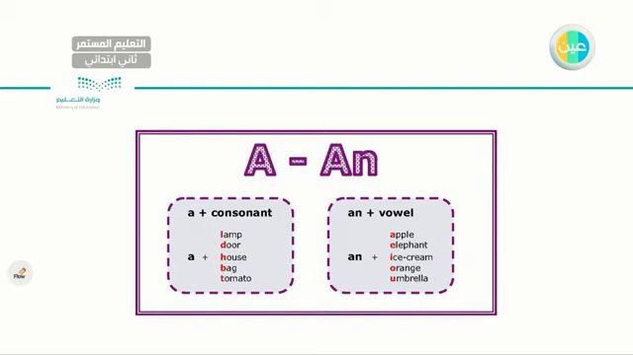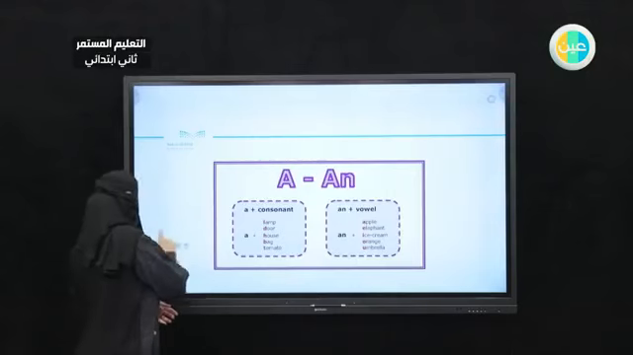But if we move to the next side, I have an plus a vowel. What are the English vowels? I have an apple, an elephant, an ice cream, an orange, and an umbrella. All the red letters are vowels. It will be much easier to learn the vowels in English because I have only 5 vowels.